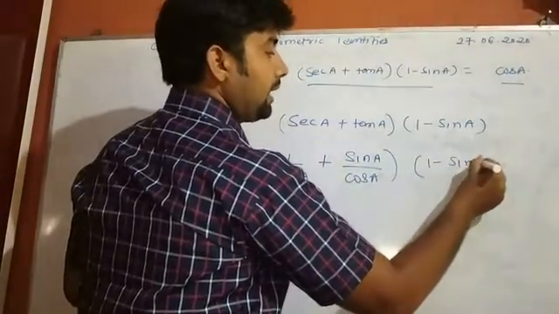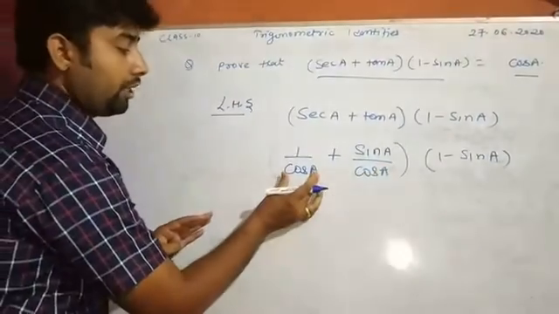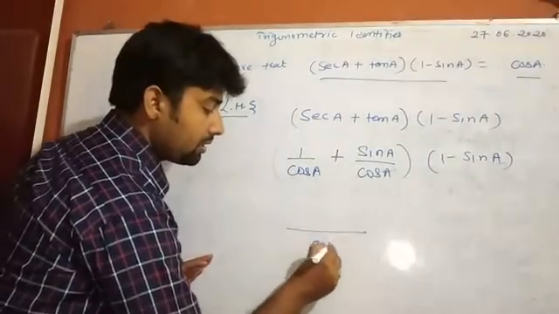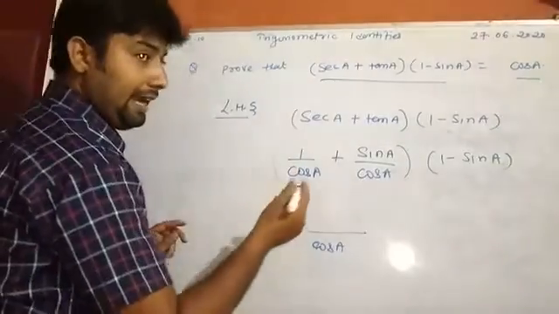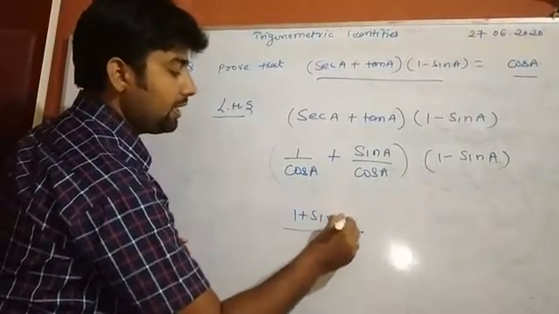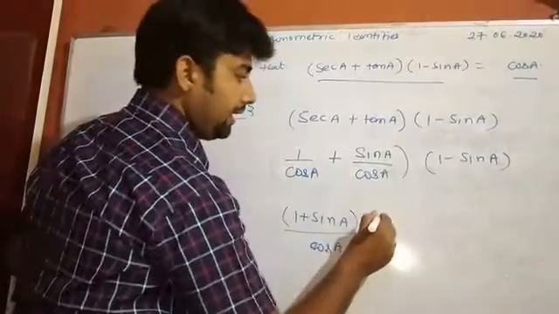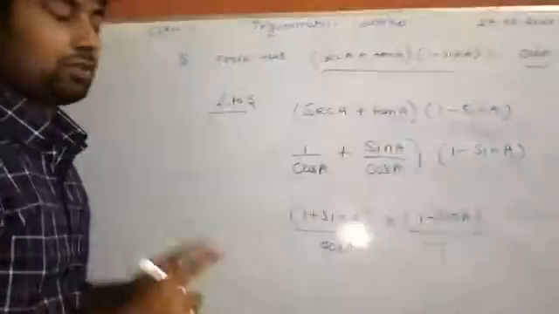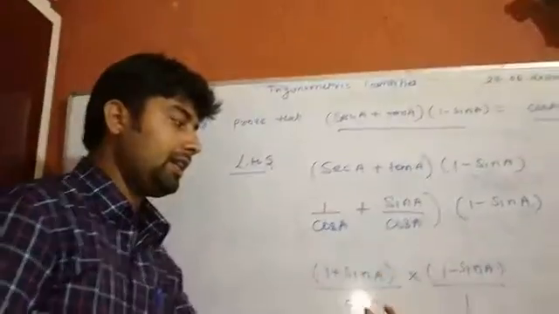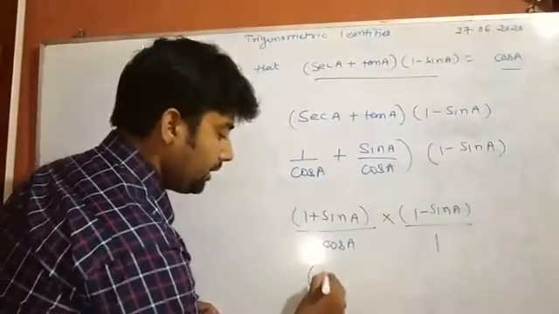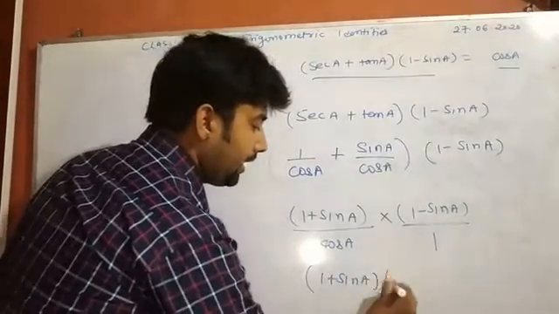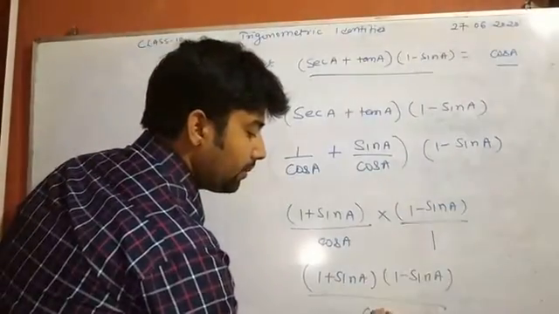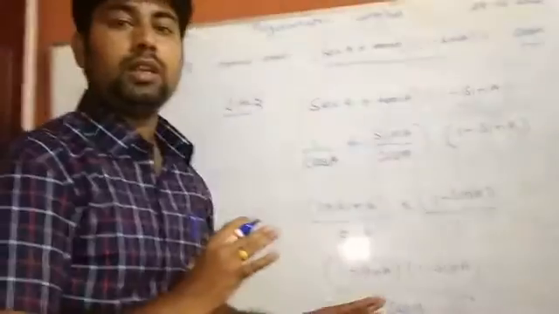The term 1 − sin A will remain as it is. Now this part we will solve. The denominators are the same, cos A, so we write cos A as it is, and the numerators are added directly: 1 + sin A. And here it is 1 − sin A, with nothing mentioned at the denominator, meaning 1. Now students, we will multiply the numerators and denominators separately. So this will be (1 + sin A)(1 − sin A)/(cos A × 1), equal to cos A.